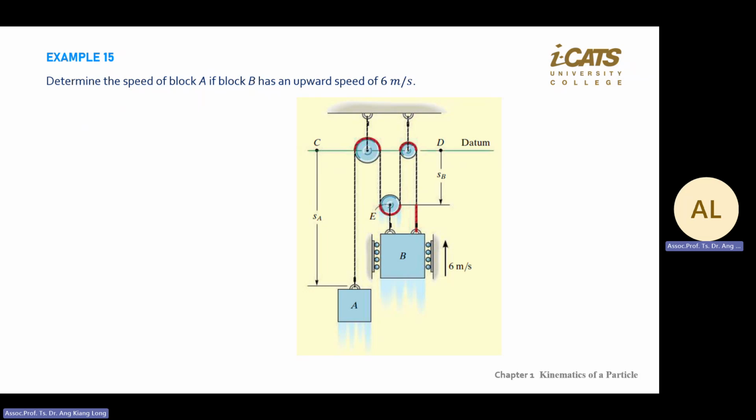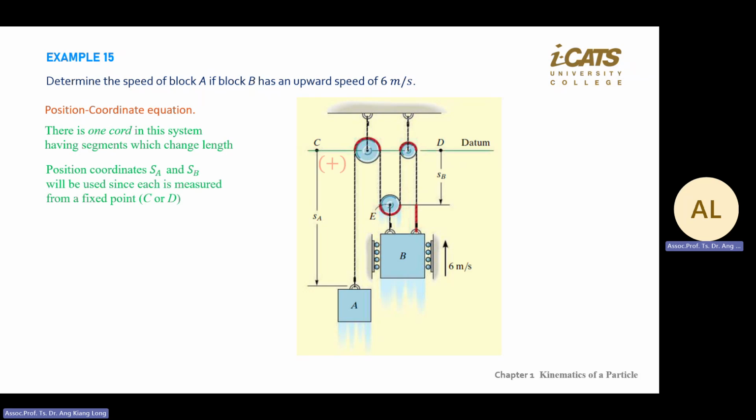For B, the datum you need to check. SB goes down positive. So your B will be negative because you move up. This is what you need to check before you solve the question. You need to see the motion. You need to see the datum. Watch, just observe the steps. Ignore the mathematic part. Observe the steps.